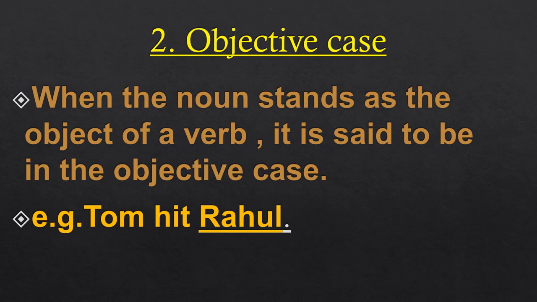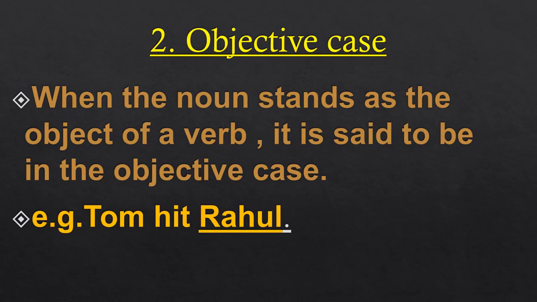Now, the second type is objective case. What is objective case? When the noun stands as the object of a verb, it is said to be in the objective case. For example, Tom hit Rahul. Now, what is the relation of the noun Rahul with the verb hit? The noun Rahul stands as the object of the verb hit. So now Rahul is in objective case.